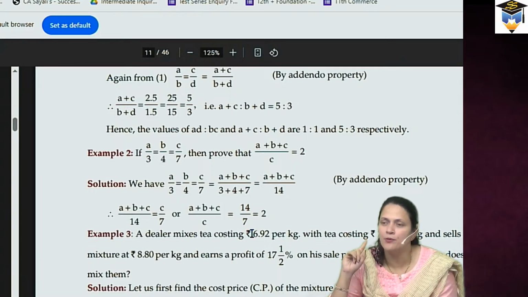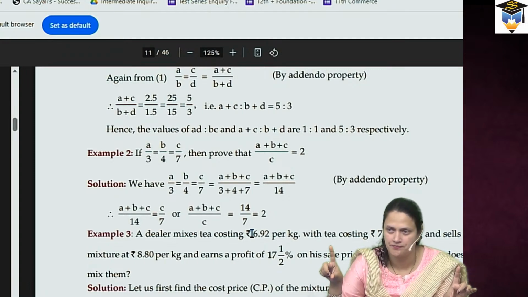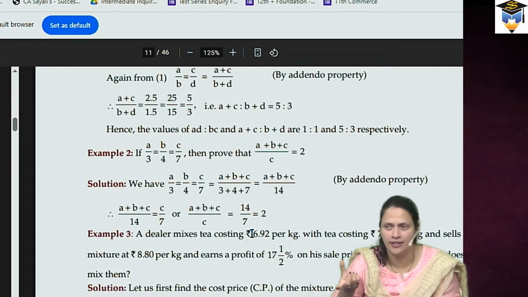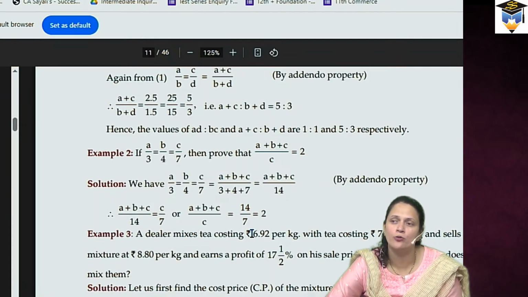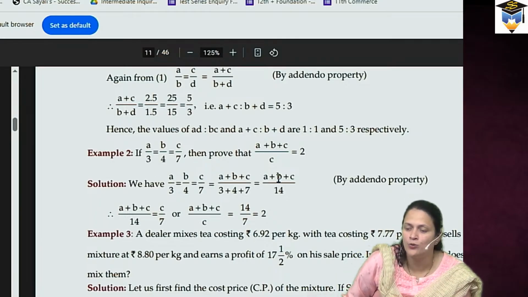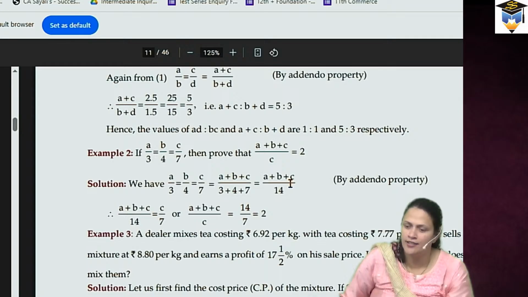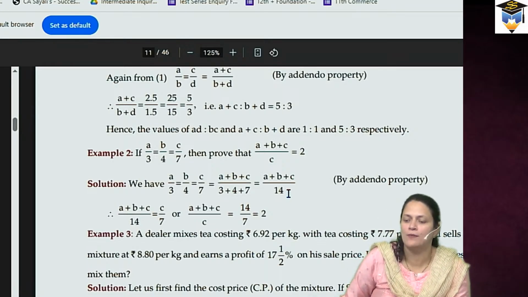Okay, this is important. So first I'll explain, then write it down. If you can see over here, all the numerators are added upon all the denominators being added. So what is it called? Which property do we use here? Addendo. So by the addendo property, you get this answer. Correct? A plus B plus C upon 3 plus 4 plus 7, which comes out to be 14.